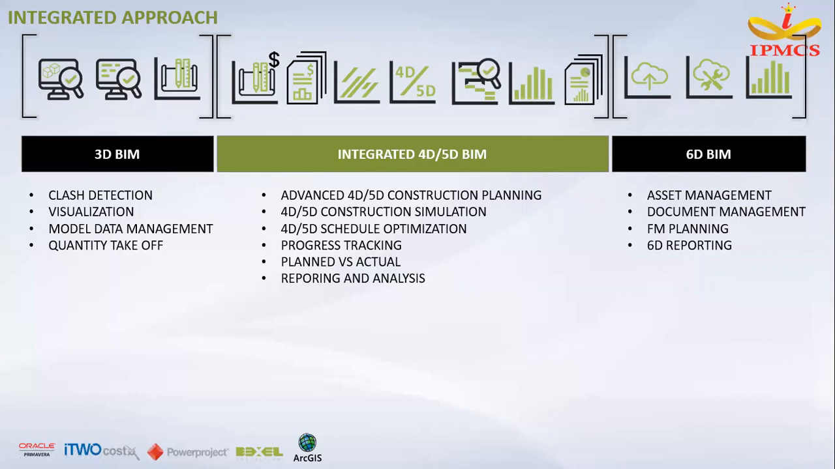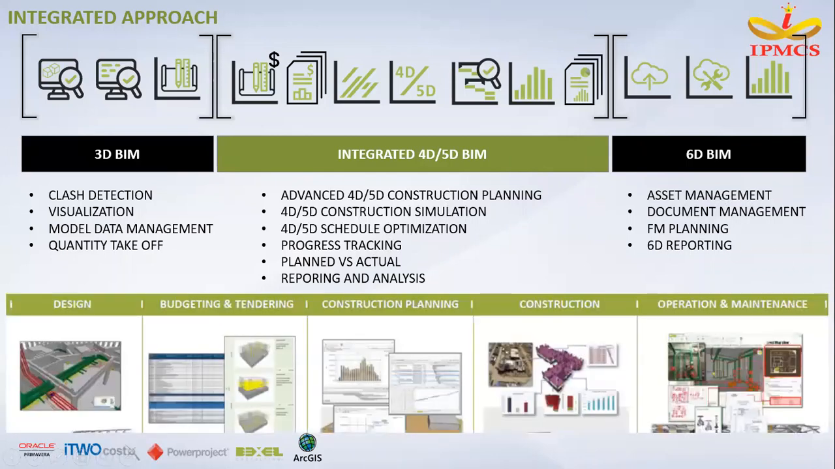In 3D, we can do clash detection, visualization, model data management, and quantity takeoffs. Whereas in integrated 4D or 5D BIM planning, there is advanced 4D or 5D construction planning, 4D or 5D construction simulation, 4D and 5D schedule optimization, progress tracking, planned versus actuals, reporting and analysis. Then in 6D BIM, there is asset management, document management, facility management planning, and 6D reporting.